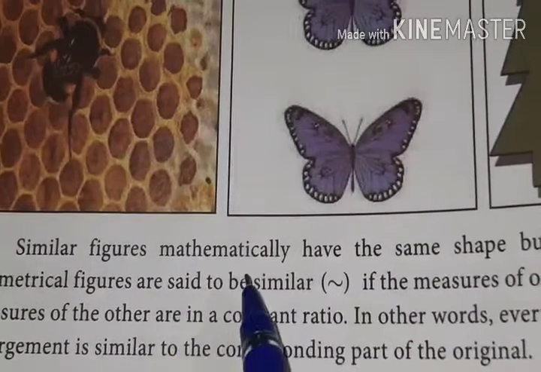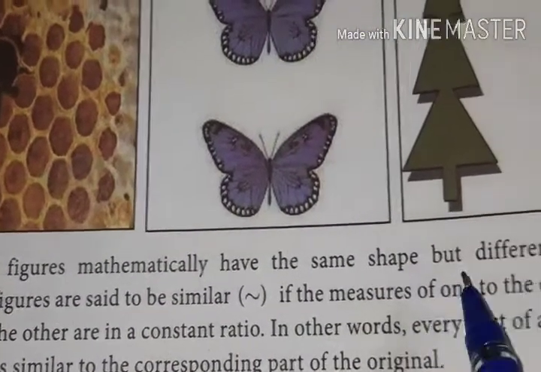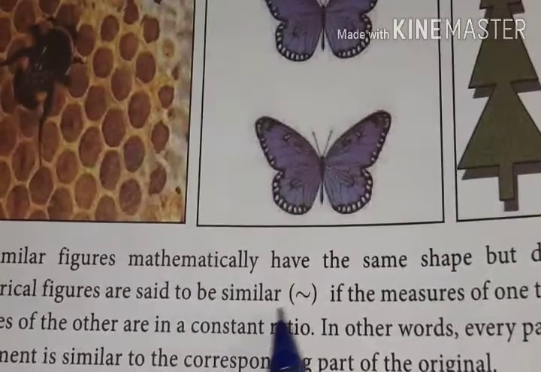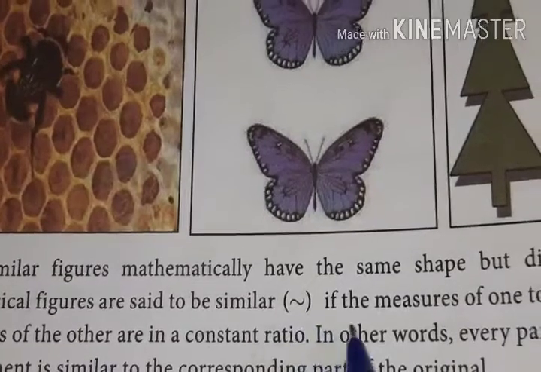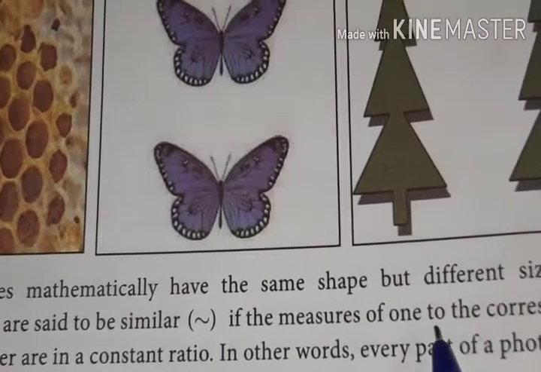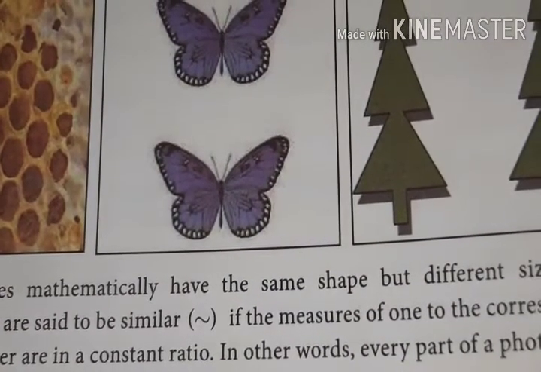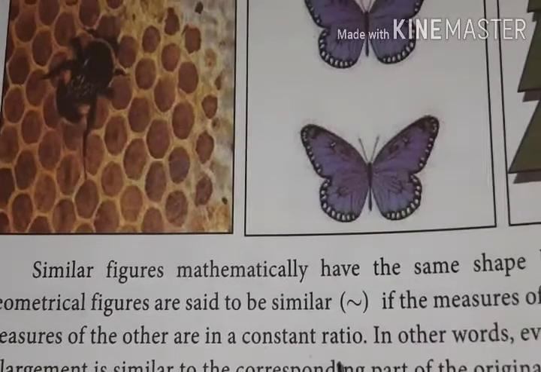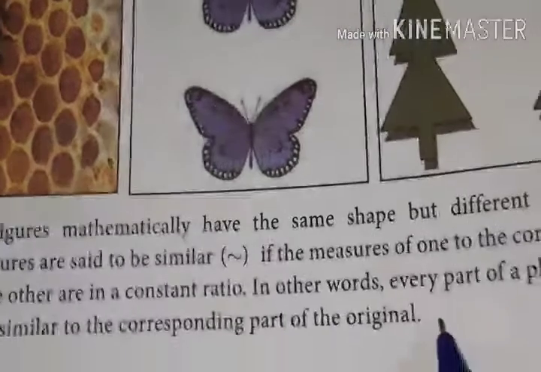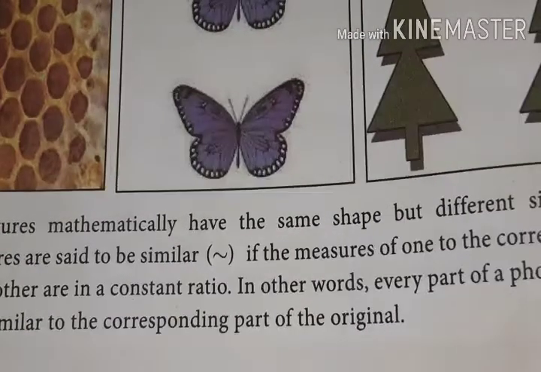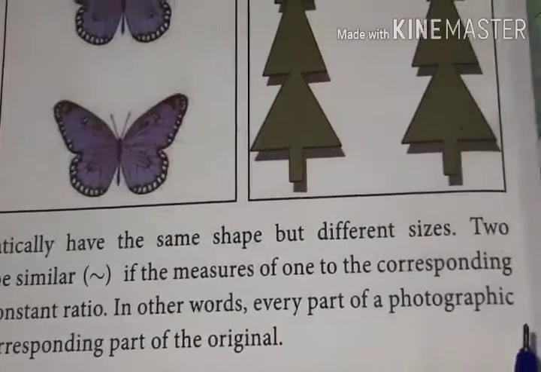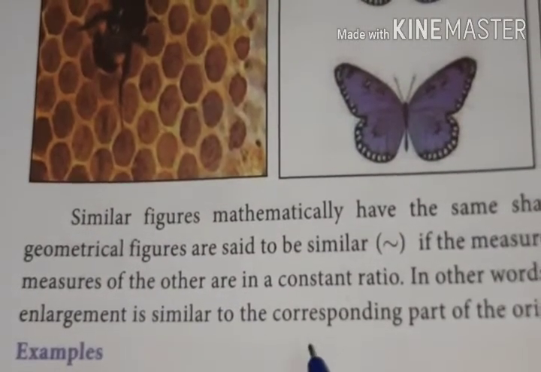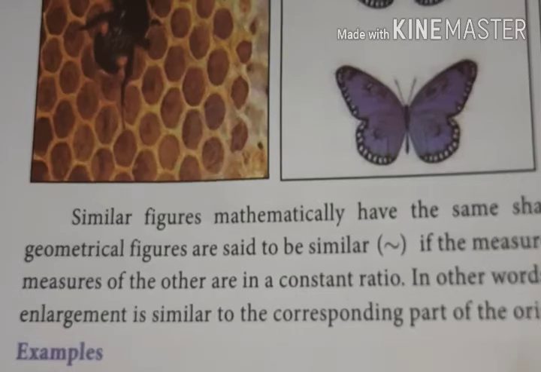Next, similar. Similar figures mathematically have the same shape but different size. Two geometrical figures are said to be similar, using this similar symbol, if the measures of one are in a constant ratio to the corresponding measures of the other. In other words, every part of a photographic enlargement is similar to the corresponding parts of the original.